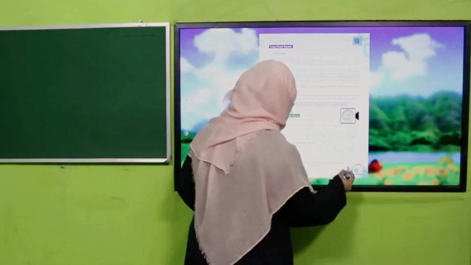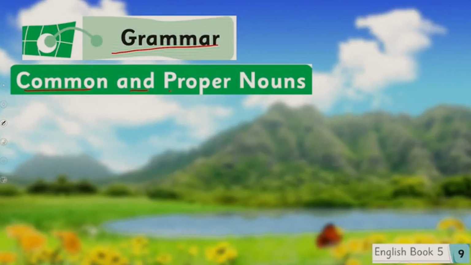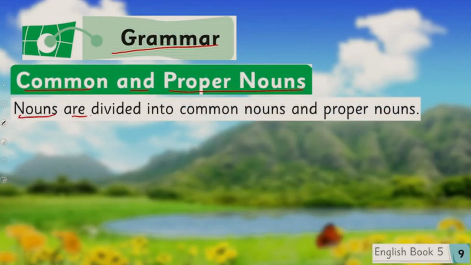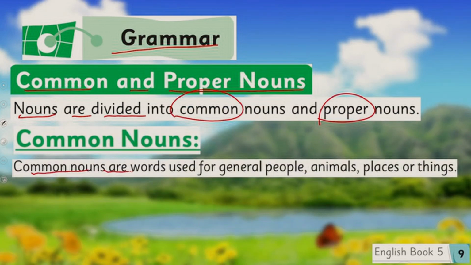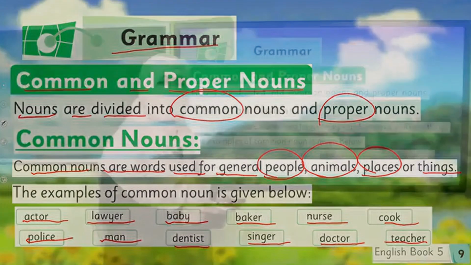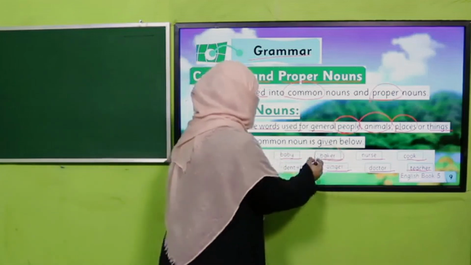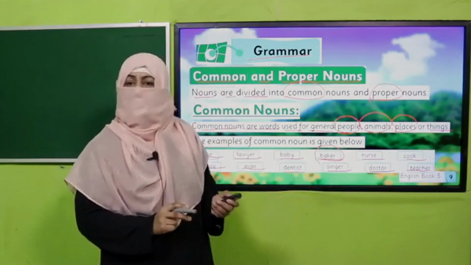Open your book on page number 9 under the title of grammar. It's mentioned here: common and proper nouns. Nouns are divided into common and proper nouns. Common nouns are words used for general people, animals, places, or things. The examples are actor, lawyer, baby, baker, nurse, cook, policeman, dentist, singer, doctor, teacher. Now you see, my dear children, all these words refer generally. When I say baker, it means any baker who bakes. So that's why it's a common noun.